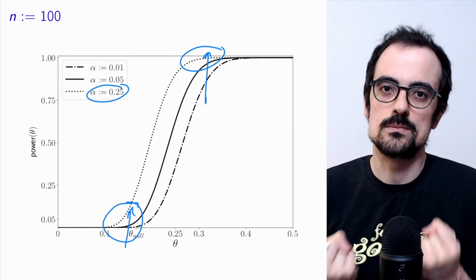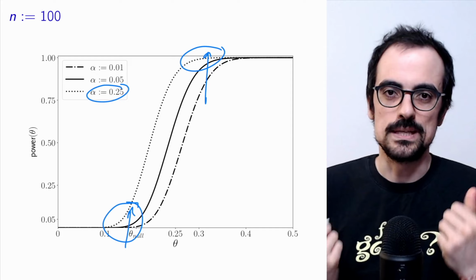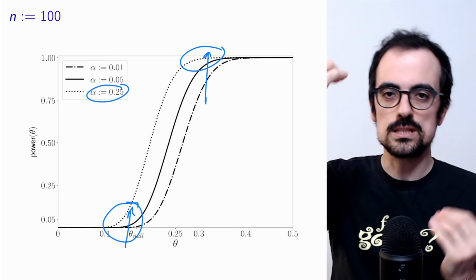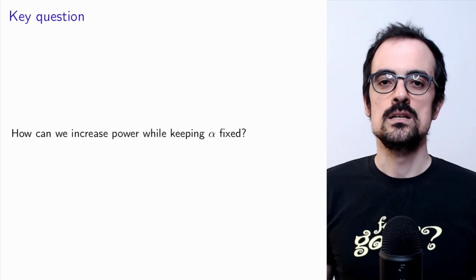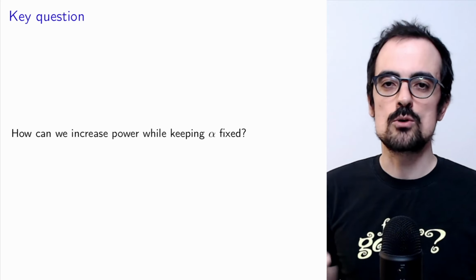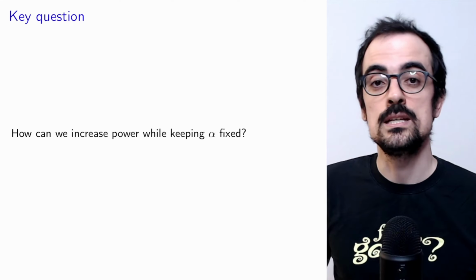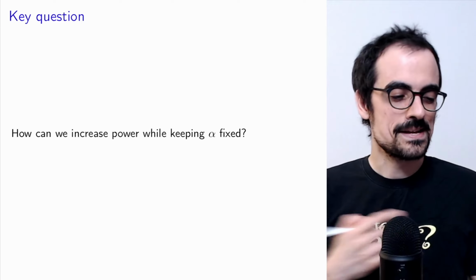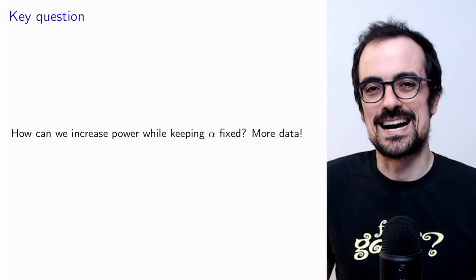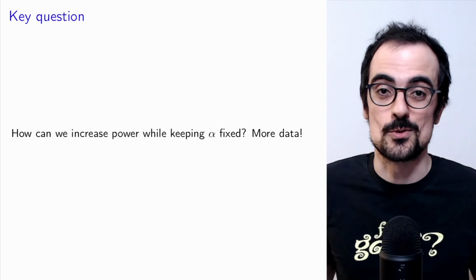There's this inevitable trade-off between probability of a true positive and probability of a false positive. How can we break that? What can we do to actually increase power while keeping alpha fixed so that we are still controlling the probability of a false positive? Well, you can do this by gathering more data. Often in data science, the answer is actually just gather more data.